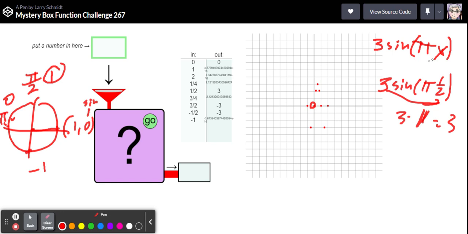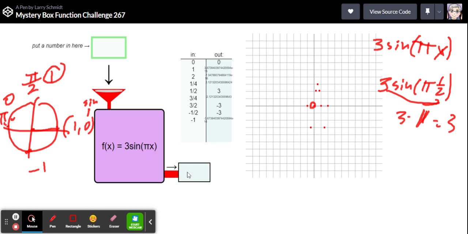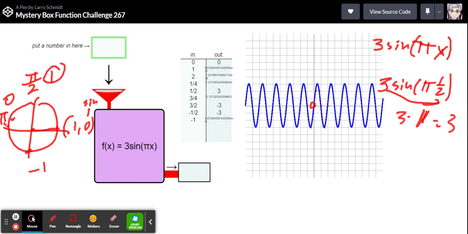So two multipliers: one inside the parentheses to smash this together and increase the frequency of the function, and one outside, this 3 out here, to make it go up and down further, increasing the amplitude of the waveform. So I'm satisfied with this. I'm going to take a look. Yeah, 3 times the sine of pi x, and we can graph that as well. There we go. Yeah, crazy. Really quick, tall, back and forth of the sine function.